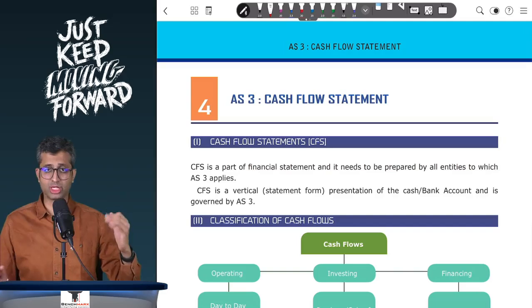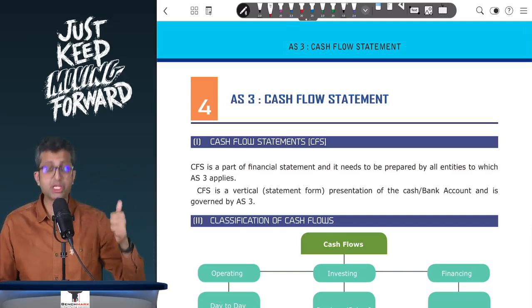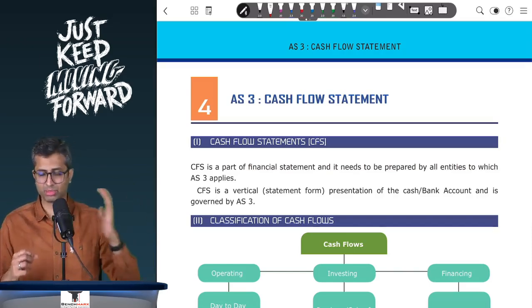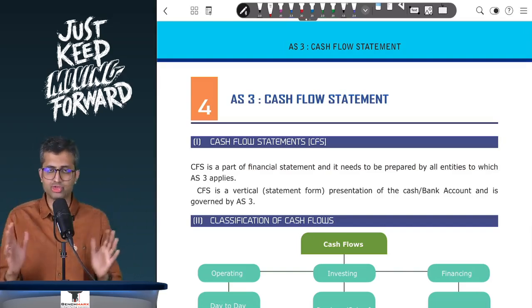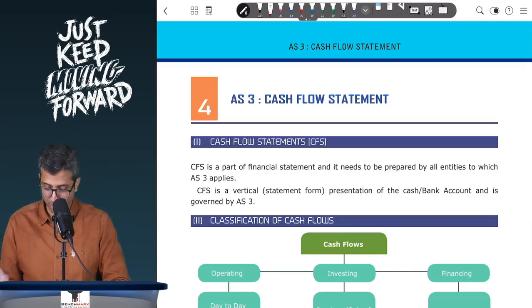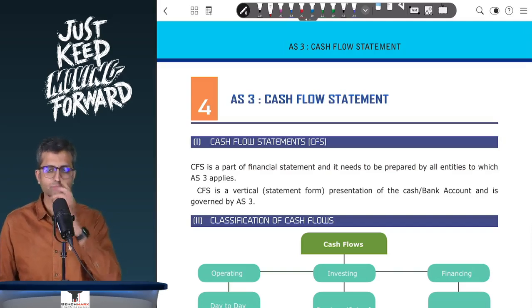Now within cash flow statement, there are three main parts. First, there's cash flow from operating activities where cash collection from sales, cash payment to suppliers, cash payment for your day-to-day operating expenses, even taxes in general will be taken over there. So every item from your day-to-day operations which are revenue in nature will go under cash flow from operating activities.